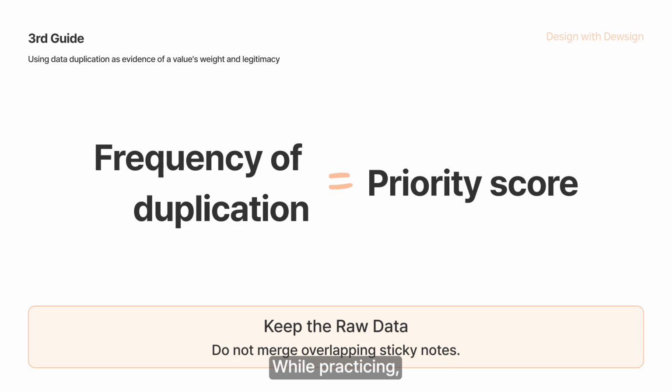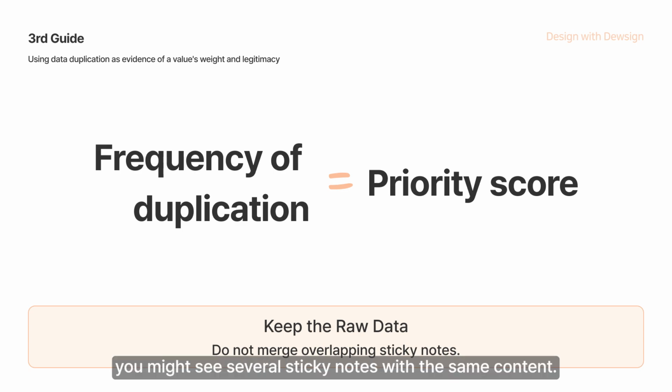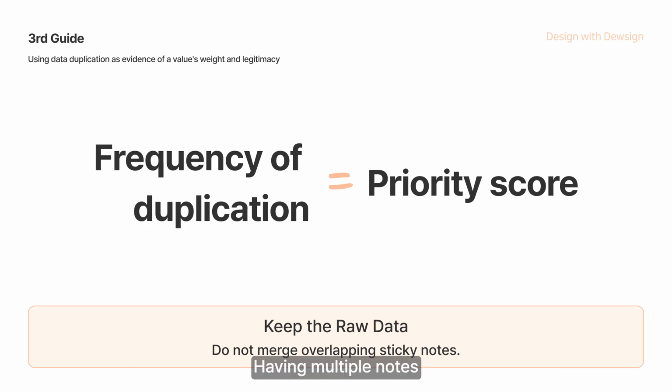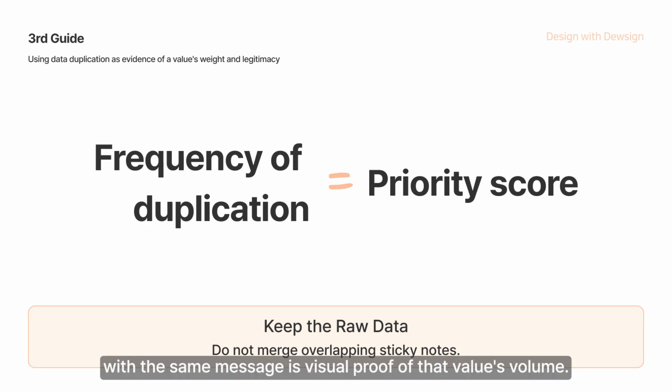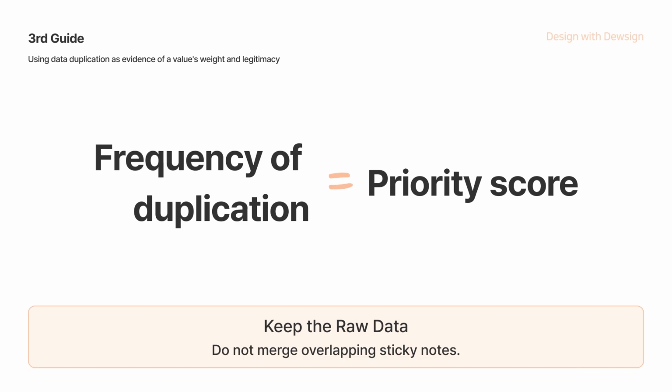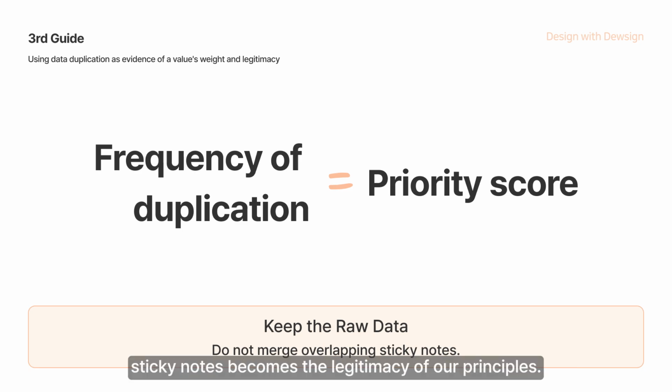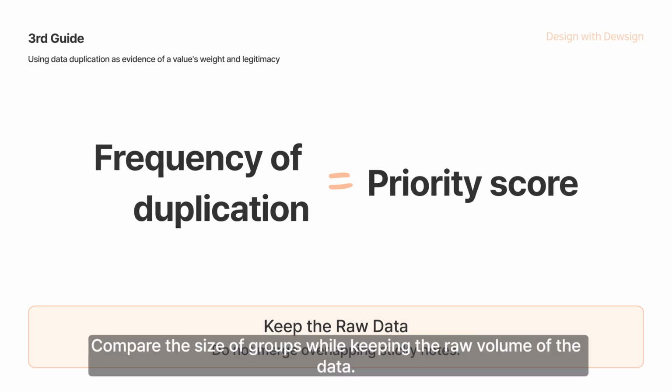While practicing, you might see several sticky notes with the same content. Don't throw them away just because they are duplicates. Having multiple notes with the same message is visual proof of that value's volume. The thickness of those overlapping sticky notes becomes the legitimacy of our principles. Compare the size of groups while keeping the raw volume of the data.